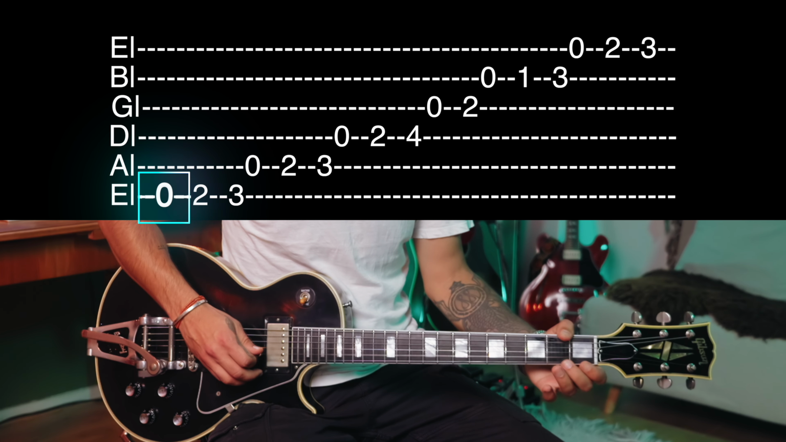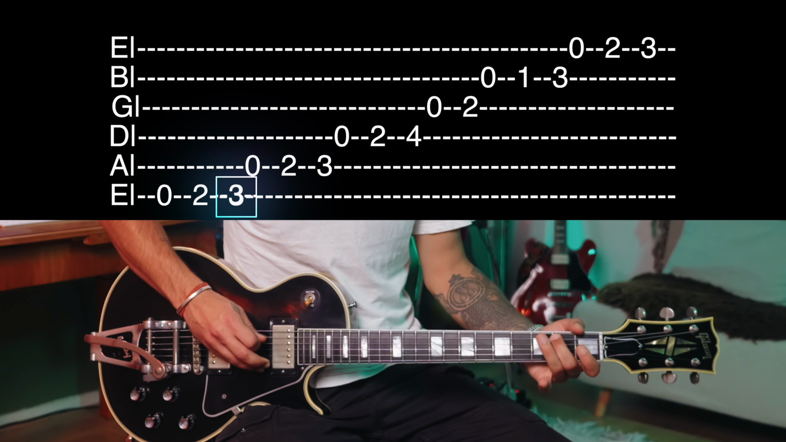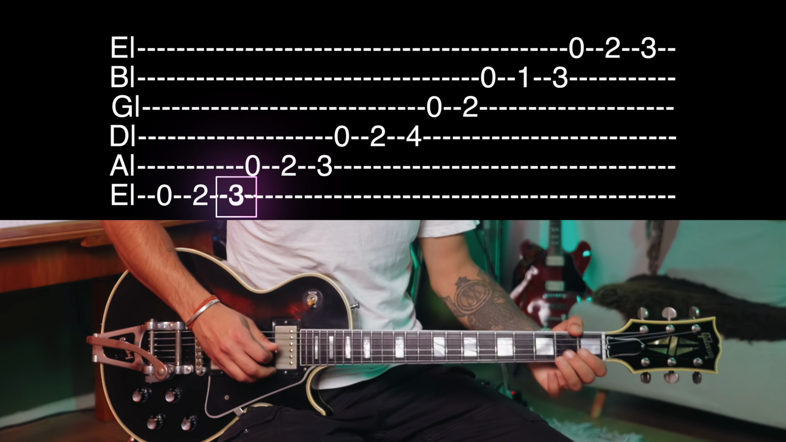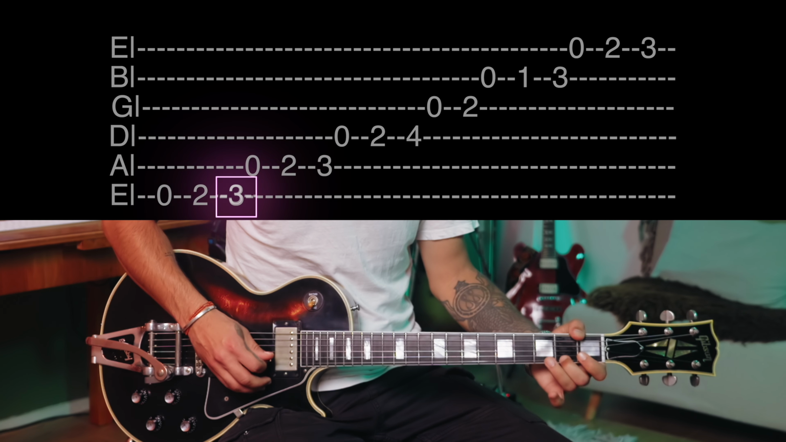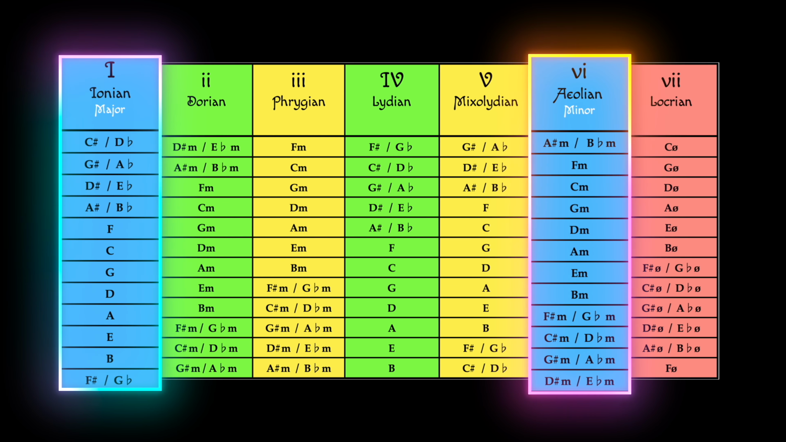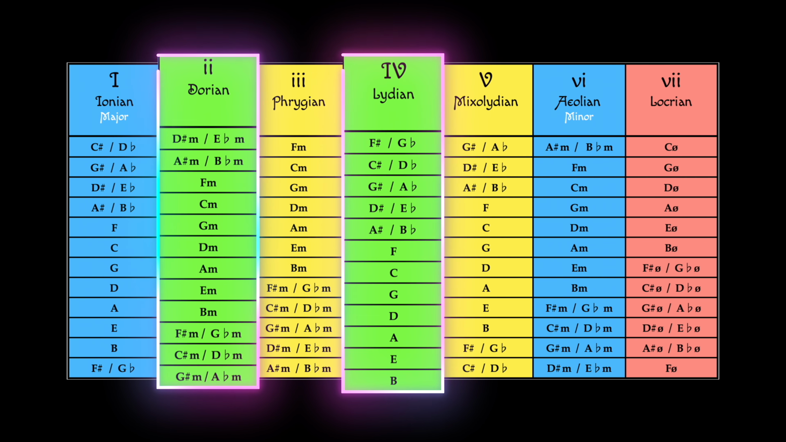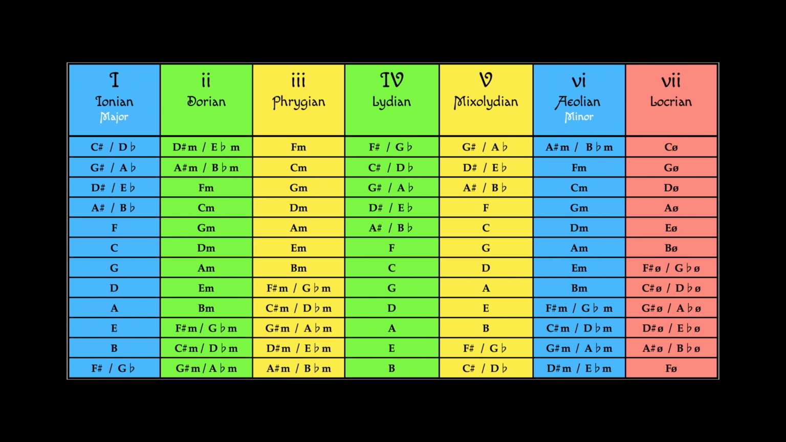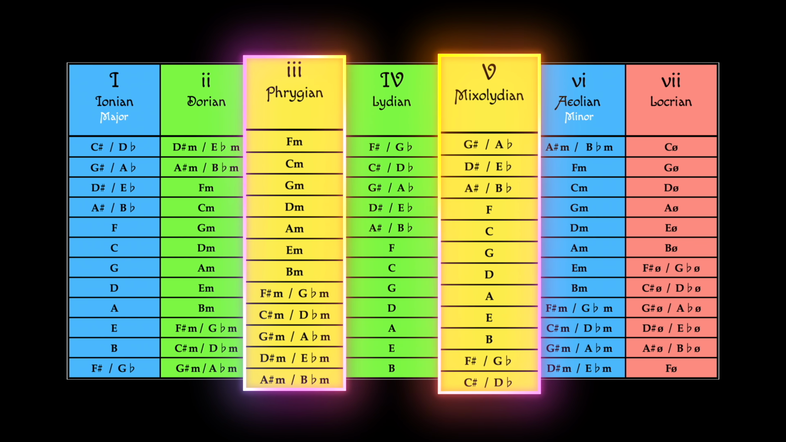And G major starts on G. So in that regard, they're bound by blood forevermore. Very cool. So we could say Ionian and Aeolian are relatives. Same goes for Dorian and Lydian. They're also relatives. As well as Phrygian and Mixolydian.